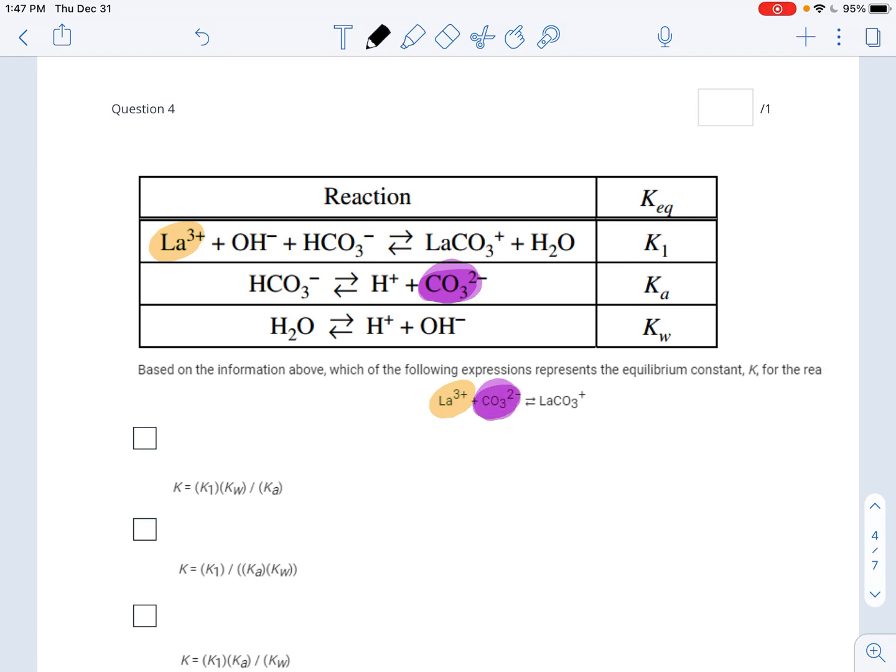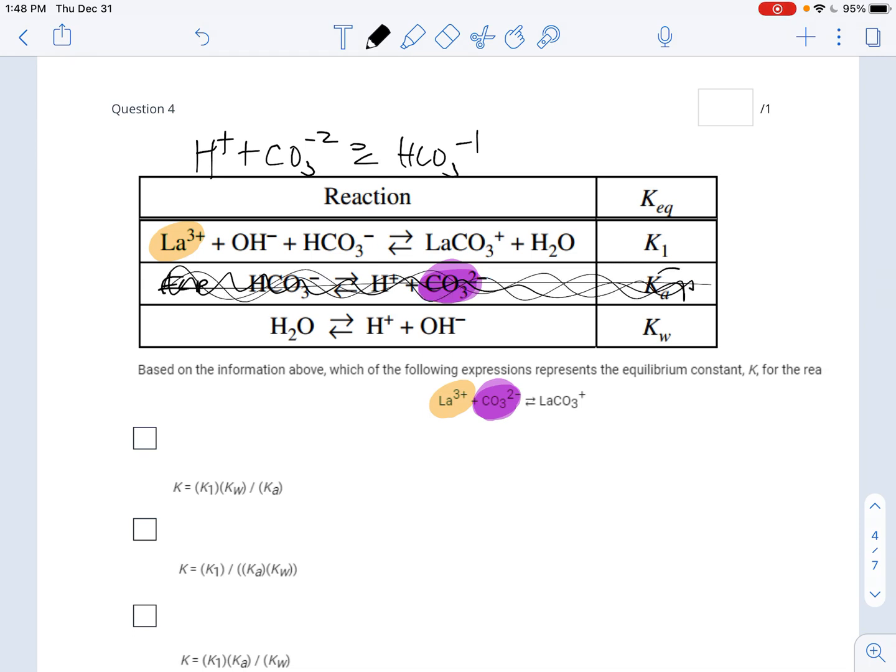So I'm going to have to take this whole equation here, and I'm going to have to flip it. So I'm going to cross that off, and I'm going to rewrite it so that it's H positive plus CO3 -2, and then that's going to be in equilibrium with HCO3 -1. And now that there, I'm going to ignore, but I'm going to take this Ka that was there and I'm going to invert it. So it's really Ka to the -1, or it's 1 over Ka, right?